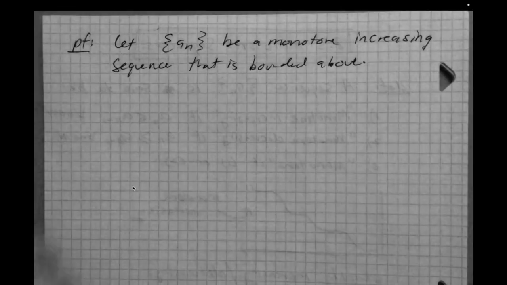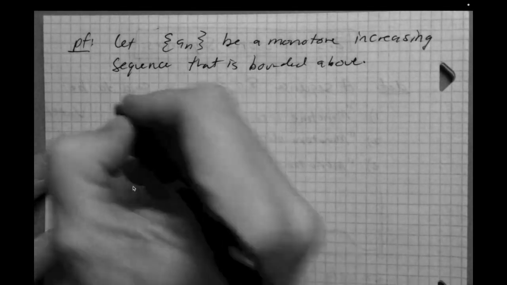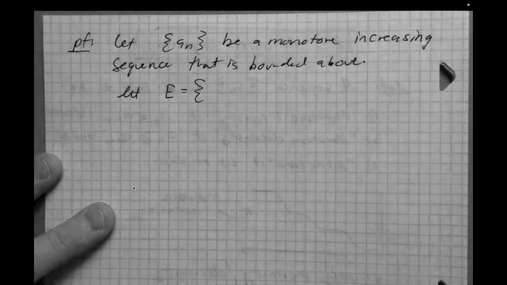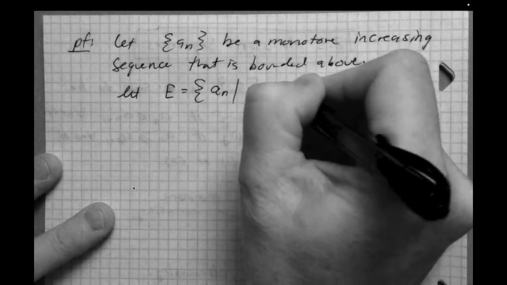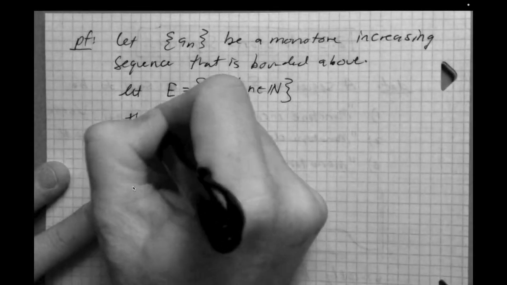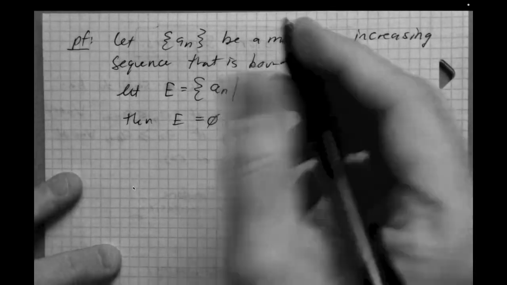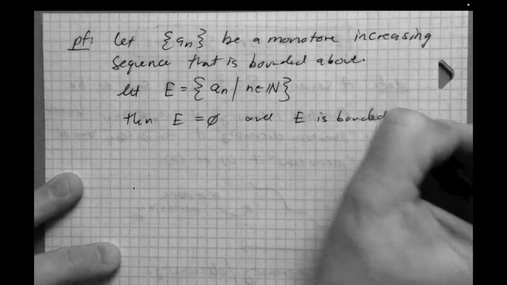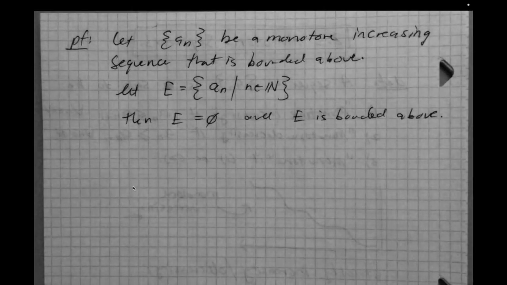So we'll let a sub n be a monotone increasing sequence that is bounded above. And we're going to let E equal the set of elements in the sequence, so a sub n such that n is a natural number. We know that E is non-empty and E is bounded above. So this is all just assumptions at this point.